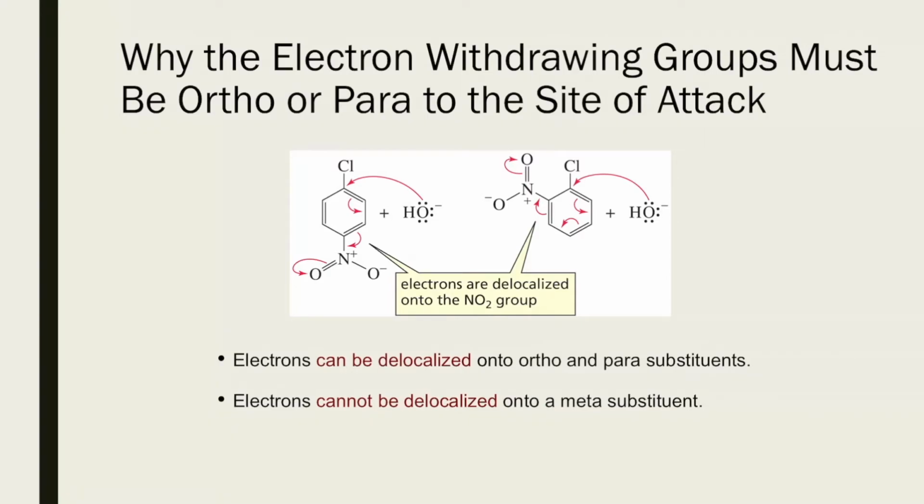Now, why must the electron withdrawing groups be ortho or para to the site of attack? The most important thing is the electrons can be delocalized only onto the ortho and the para position. They cannot be delocalized onto the meta position. Say, for example, if I'm going to draw the structure here, let's draw the structure with the nitro group in the meta position.